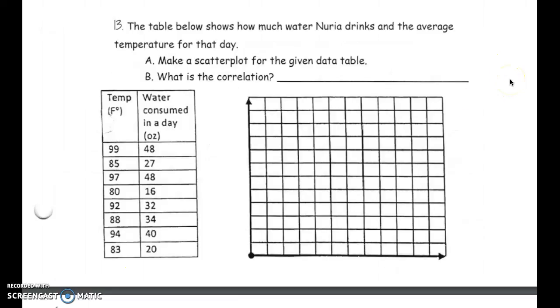Number 13. The table below shows how much water Nuria drinks and the average temperature for that day. A. Make a scatter plot for the given data table. And B. What is the correlation? You have the temperature in Fahrenheit and the water consumed in a day in ounces.